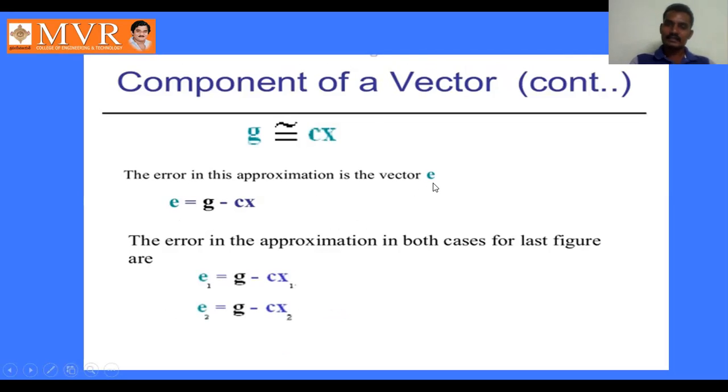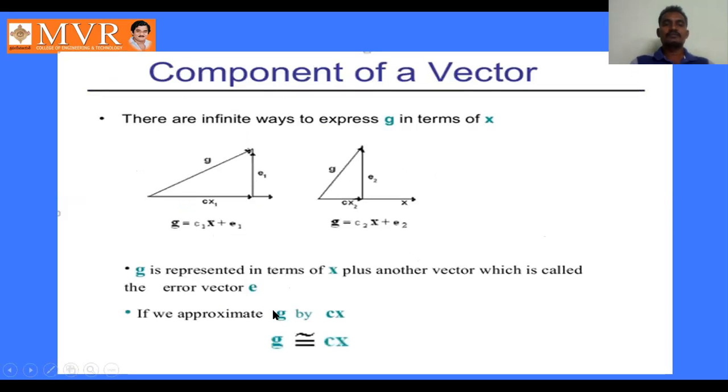How to extract this error? The error can be extracted by subtracting cx from the vector g. So the error in the approximation in both cases in the last figure are e1 equal to g minus cx1 and e2 equal to g minus cx2. Similarly, e2 equal to g minus cx2.